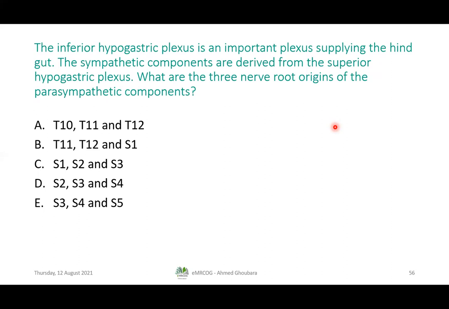Good. So, the inferior hypogastric plexus is an important plexus supplying the hindgut: the distal one-third of the transverse colon and sigmoid, all the way down to the rectum and anal canal. Sympathetic components are derived from the superior hypogastric plexus. What are the three nerve root origins of the parasympathetic component of the hypogastric plexus? I just told you a couple of minutes ago what the roots of the parasympathetic supply to the pelvis are. Perfect. S2, 3, and 4.